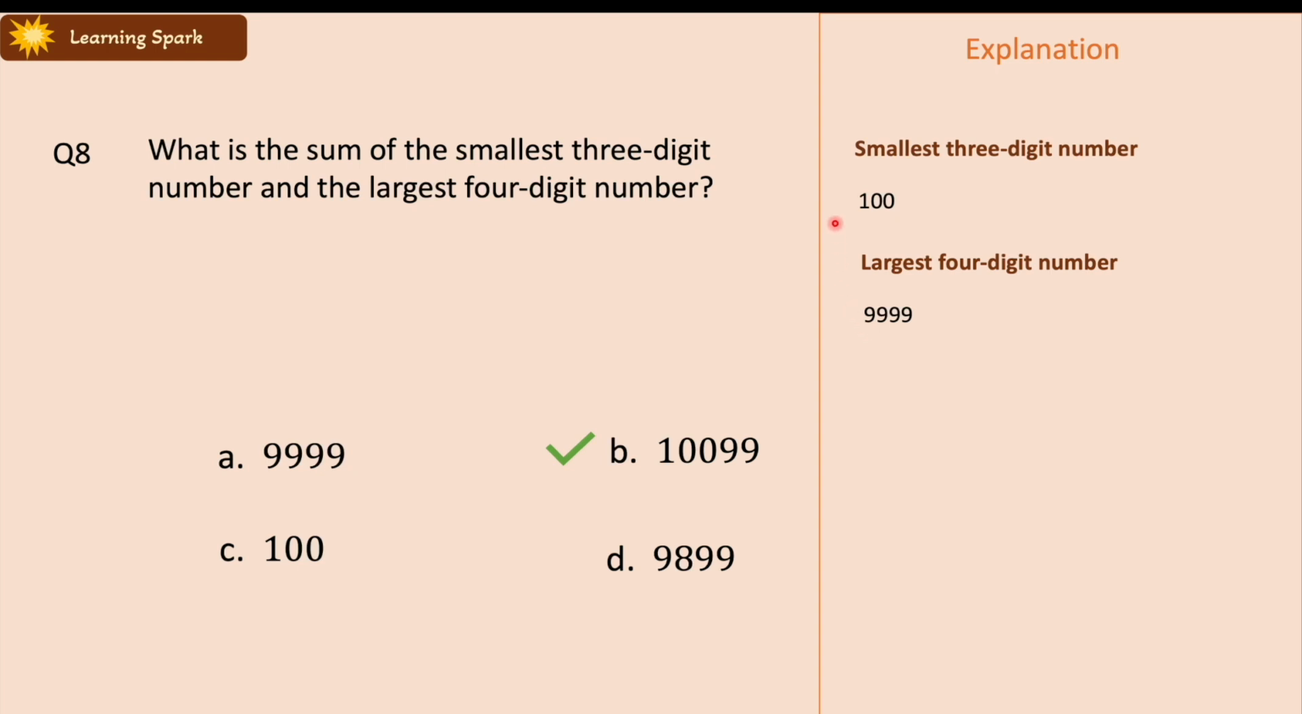So now we have got these two numbers. It is just a matter of addition of these two numbers, right? We want the sum of the two numbers. So the sum of the two numbers is 9999 plus 100. The answer is 10099. Here's the answer.